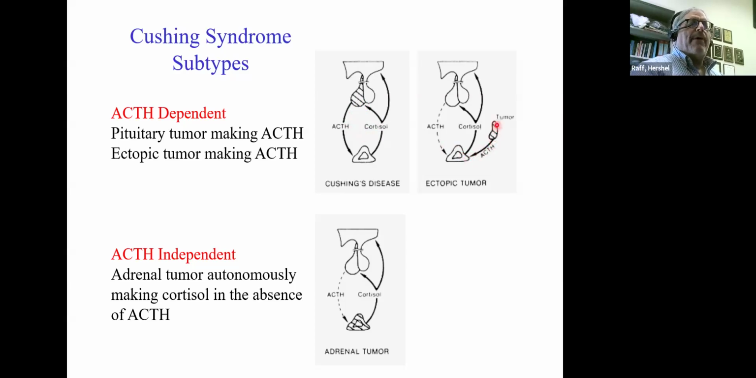Much more rarely, neuroendocrine tumors, for example, of the lung or the ovary or the islet cells in the pancreas, can make ACTH. Again, this is fairly rare, but the end result is the same. Increased ACTH, increased cortisol, and the disease. Then there's ACTH-independent Cushing, where there's an adrenal tumor, typically benign, autonomously making cortisol and thereby suppressing ACTH. But because the tumor is a tumor, it keeps making cortisol in the absence of ACTH.